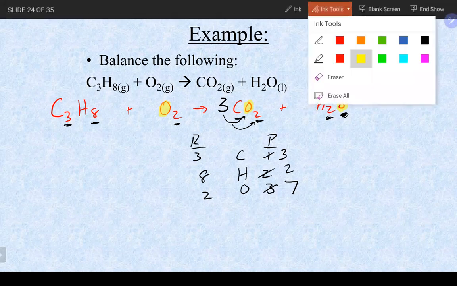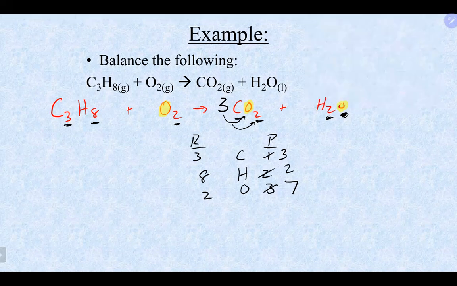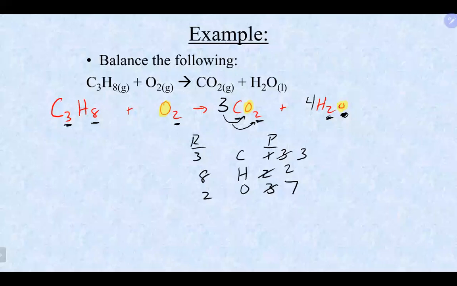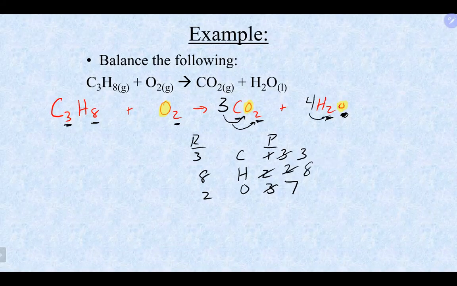So by taking that approach and going with hydrogen first, I'm going to fix the hydrogen on the right by putting a 4. And that once again gives me 3 for the carbon. Also gives me 4 times 2 for the hydrogen, which is 8. For our oxygen, 3 times 2 is 6. And then we also have 4 more over here. So that is going to be 10.